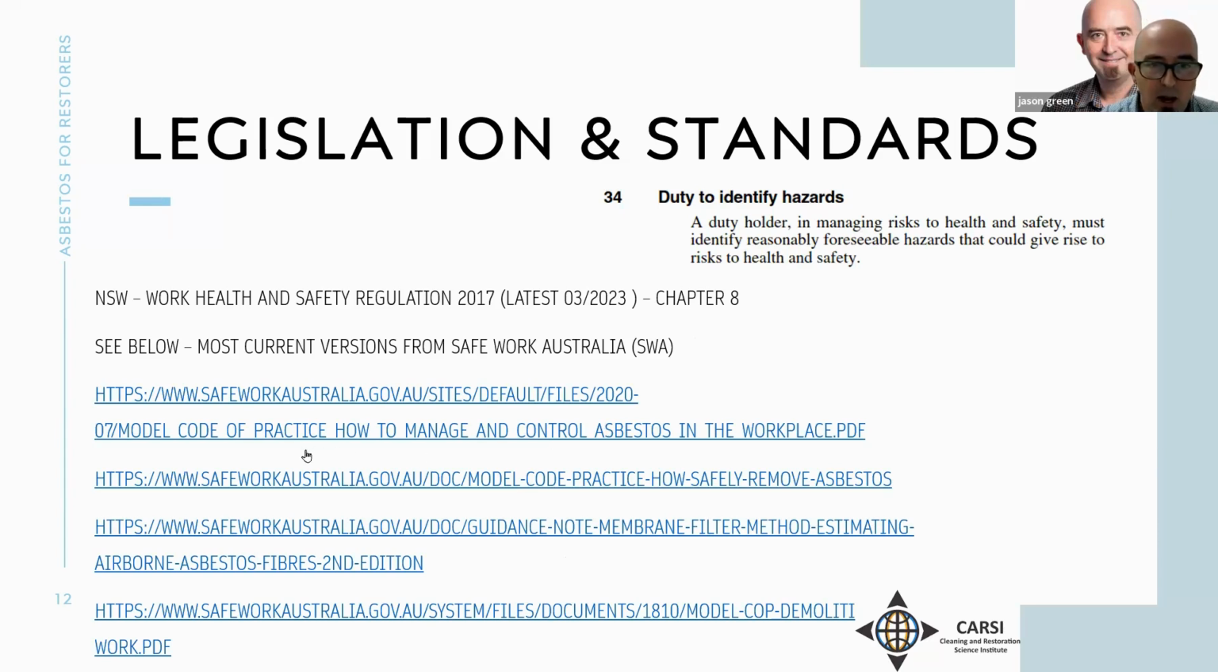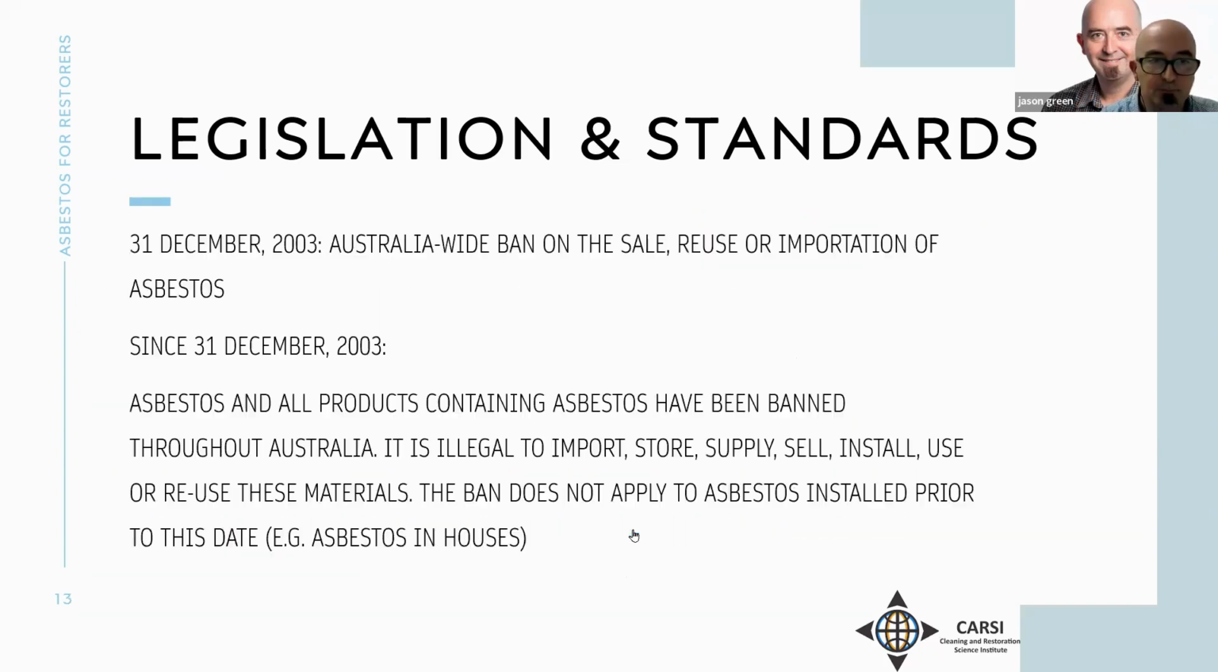So there's one around managing and controlling asbestos in the workplace. There's a model code on how to safely remove asbestos. There's another great one around the membrane filter method and the whole situation around sampling and inspections and clearances and things like that. And then there's also a really great code of practice around demolition as well. I fully recommend, if you want further information around these situations, if you haven't seen these already, that you go through and check those out.